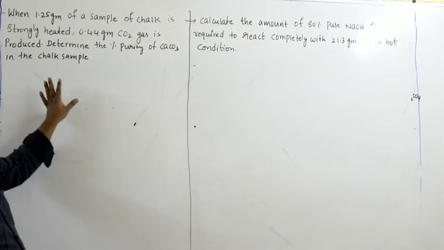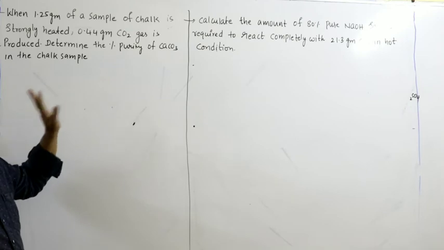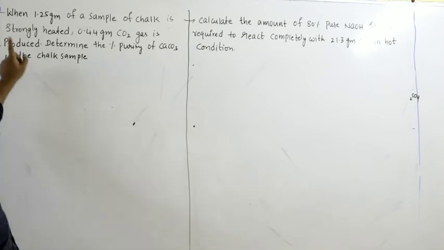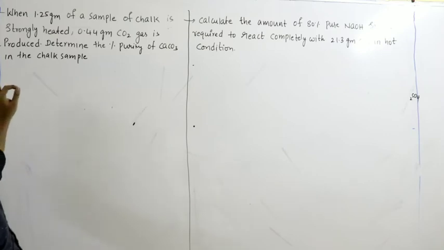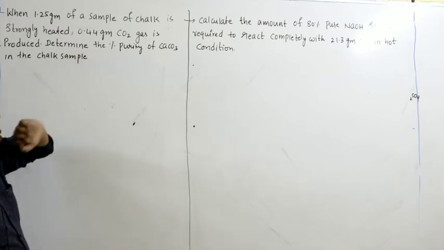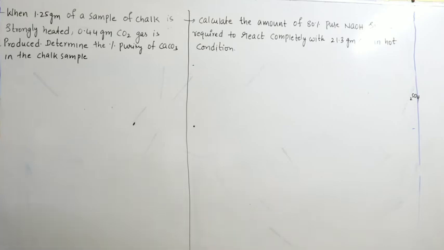Right, to calculate the percentage purity or percentage purity related. First problem: when 1.25 grams of a sample of chalk is strongly heated, 0.44 grams CO2 gas is produced. Find the percentage purity of CaCO3 chalk sample.